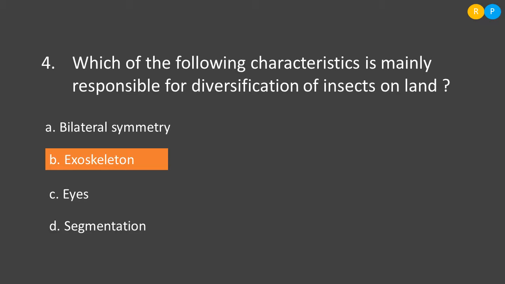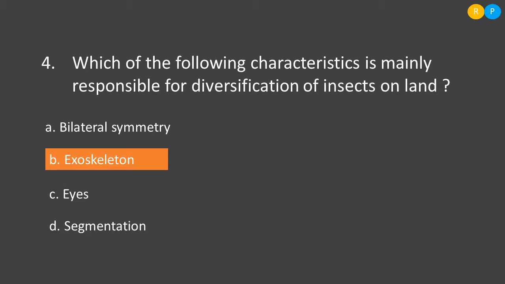Clear. So that outermost coating is called the exoskeleton. The exoskeleton is made out of chitinous material, and it becomes very hardened due to the deposition of calcium. So it prevents desiccation and gives protection. Because of this, the animal can survive and diversify on land. Clear. So let us see the options.